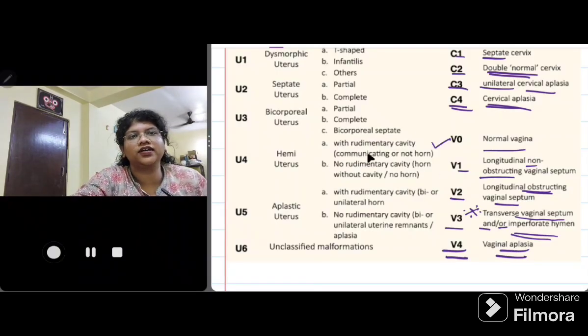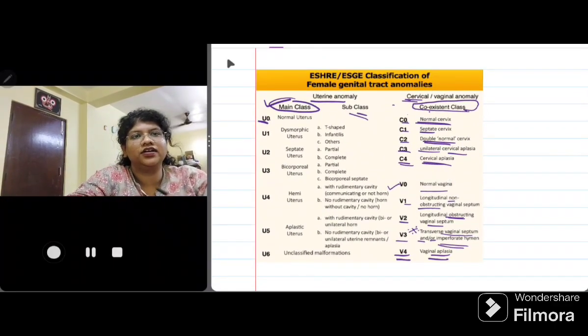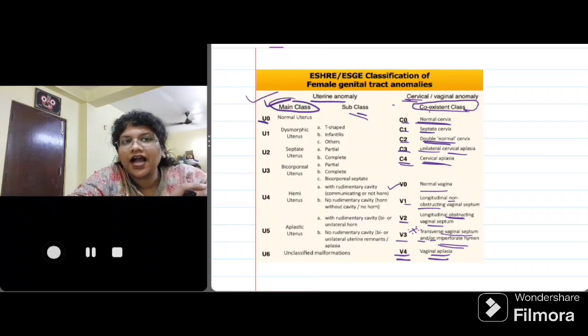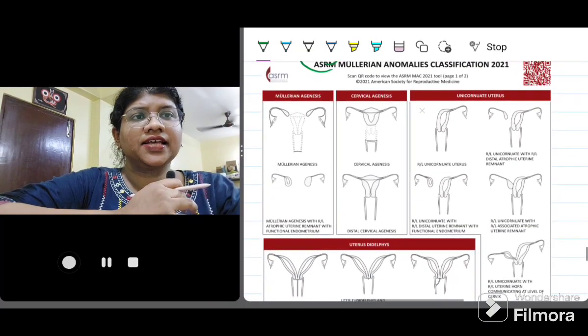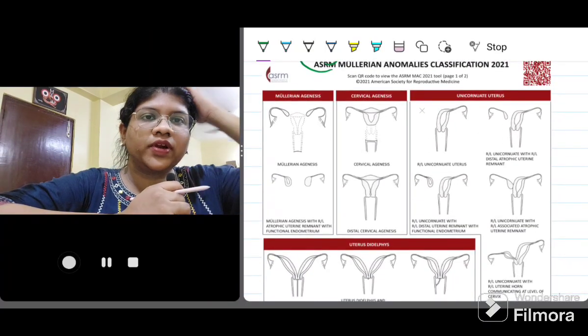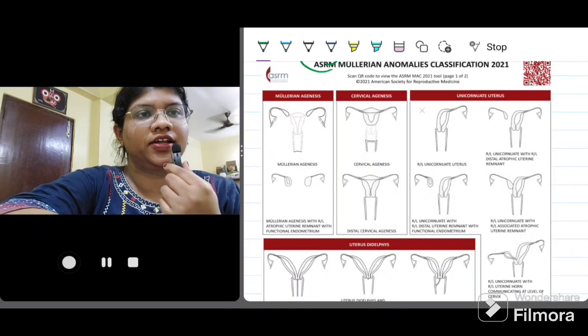So this is the broad classification of the ESHRE guidelines that have been given. Remember, this is the European Society classification, and it gives a very detailed classification with respect to uterus, cervix, vagina, keeping uterus as the main class and cervix and vagina as the coexisting class. Now let's come to the ASRM classification. ASRM has revised it in 2021 itself. So let's talk about the ASRM classification of Mullerian anomalies.